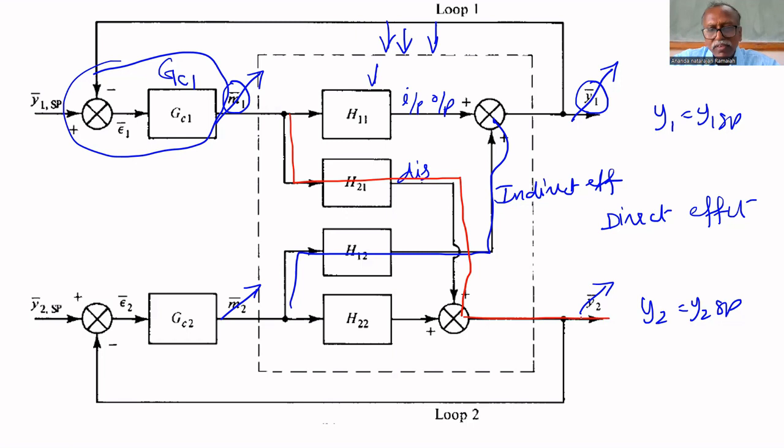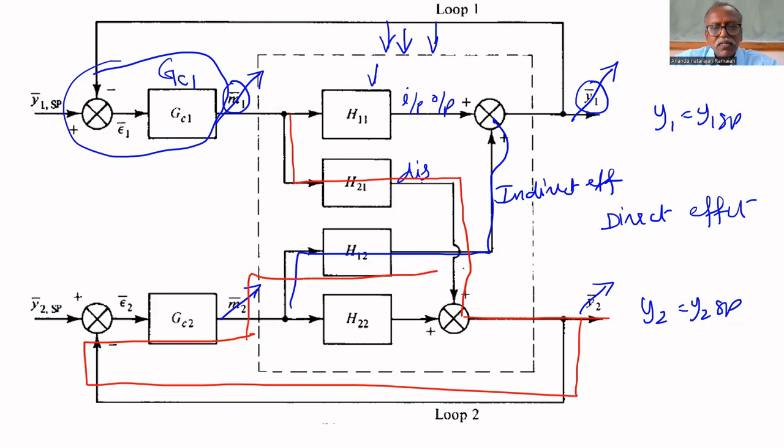Because of that, y2 deviates. That is fed back to m2. Because of the change in y2, m2 deviated, so it changes y1. This is the indirect effect. In both ways, y2 is affected. One is the direct way, another one is the indirect way.